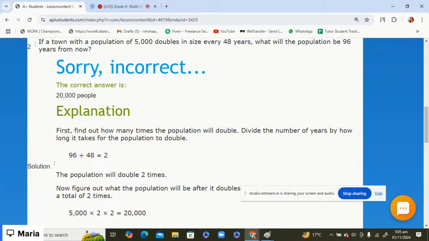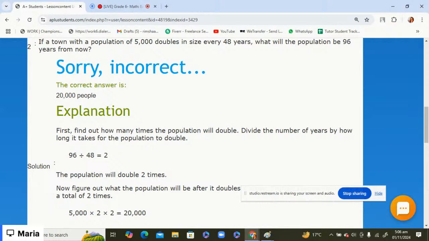In the next question, they are saying that if a town with a population of 5,000 doubles in size every 48 years, what will the population be 96 years from now? Okay, so let's see the same thing. First of all, you divide. You divide 96 by 48 and then check how many times the population will double. So first we divide the number of years by how long it takes for the population to double.